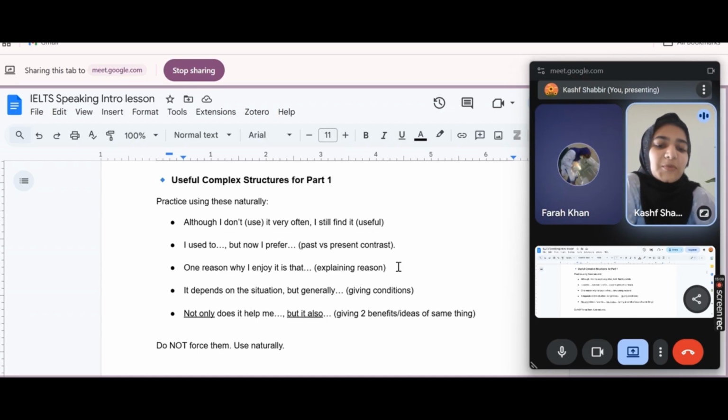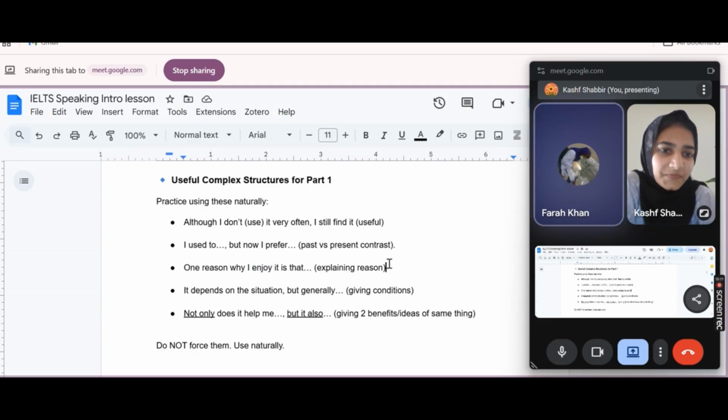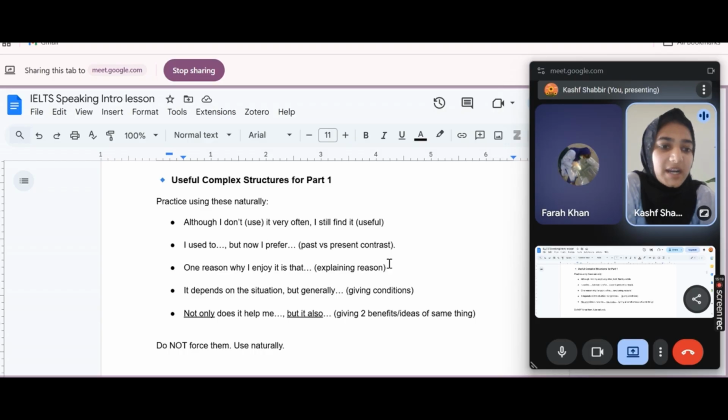Okay, no problem, no problem. We are not practicing the whole questions. We are just practicing expressions. So you can just give an example of the expression, and that's all. Okay. Yeah, because we will practice the questions after that. First we are just practicing expressions that we can use.